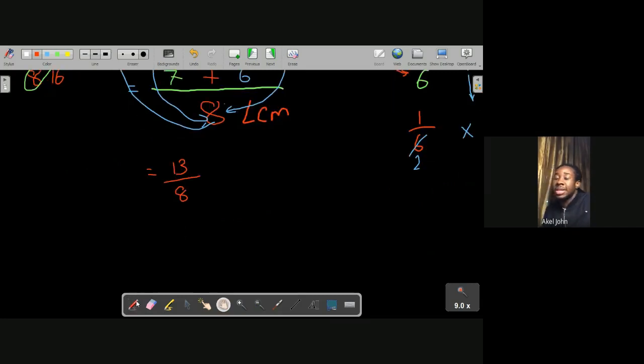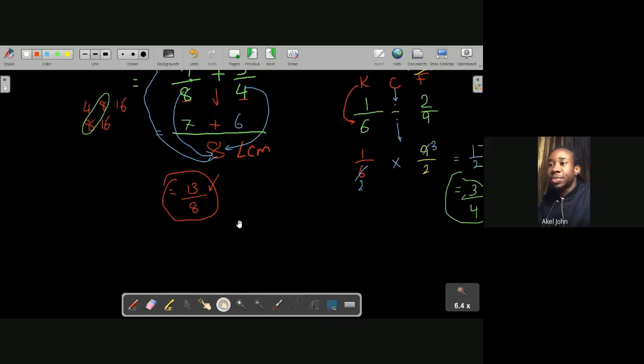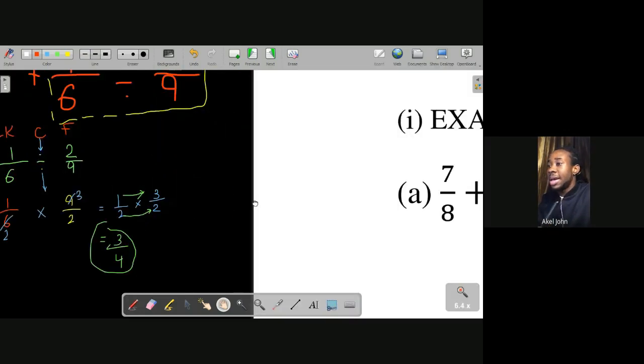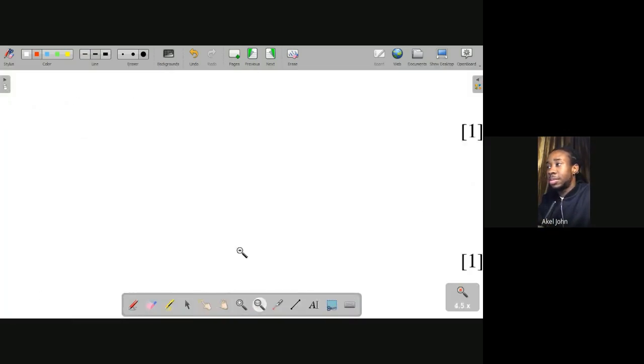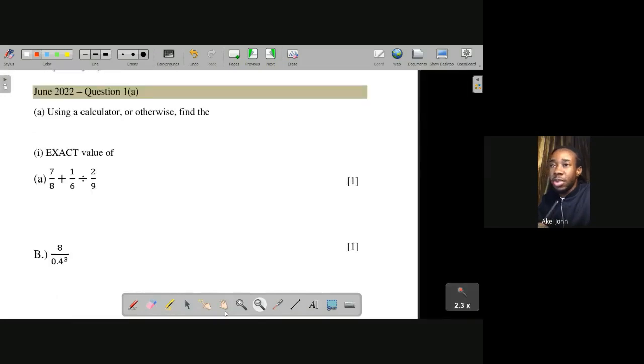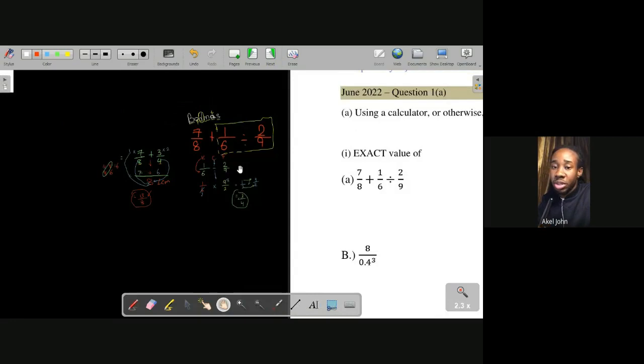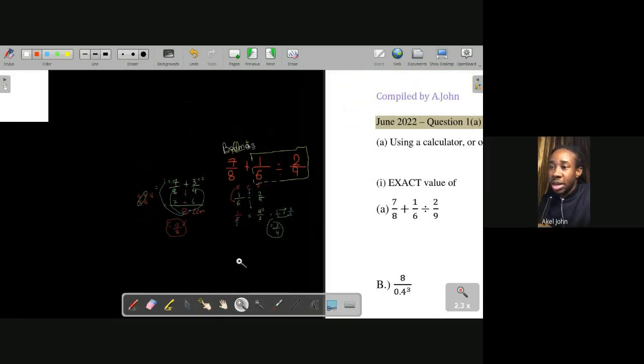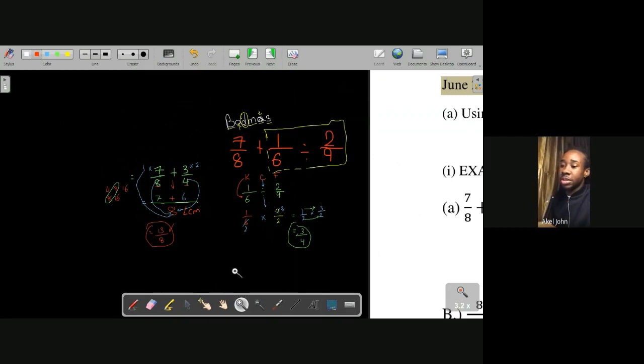Now, they ask for it as an exact value. What that means is give it back as a fraction. In specific, since they gave us improper fractions, give it back as an improper fraction, like this. So leave your answer like that, and you will be finished. And that is for 1 mark. Normally you would use a calculator. This is from June 2022, question 1a. But if you cannot, then this is how you would have gone about it.